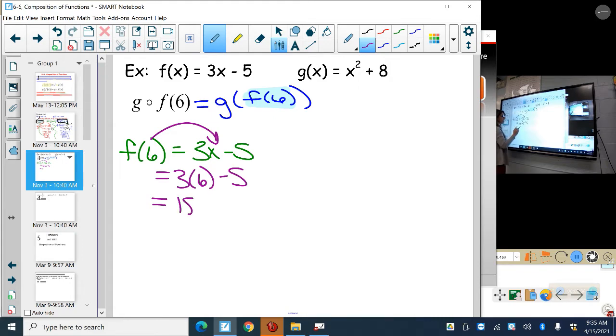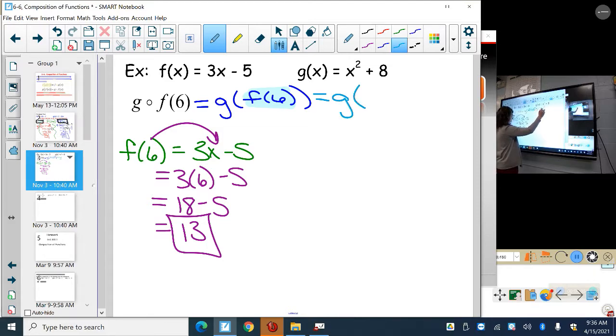3 times 6 is 18. Minus 5 is going to be 13. 13 is f at 6. So every place I see f at 6, I'm going to put now 13. So what this means is now I need my brain to focus on the number that is touching the letter g, so I need to now pull the g function down.